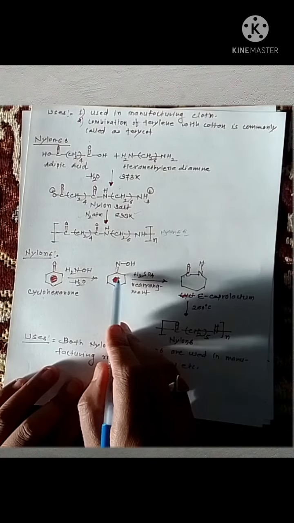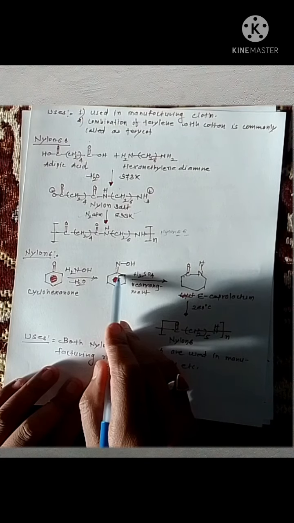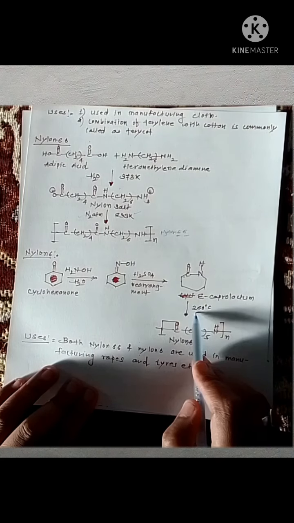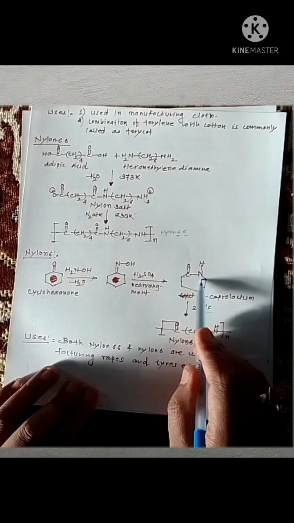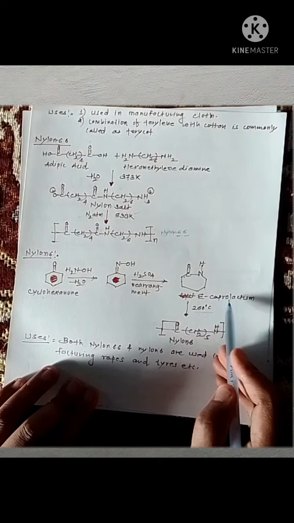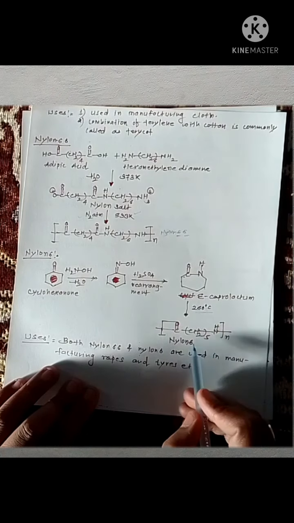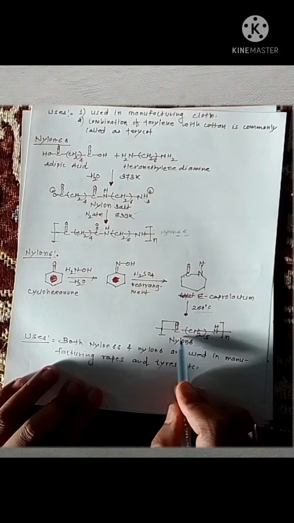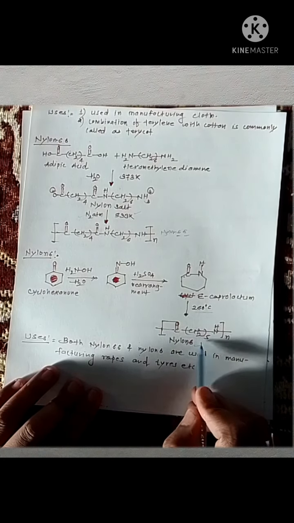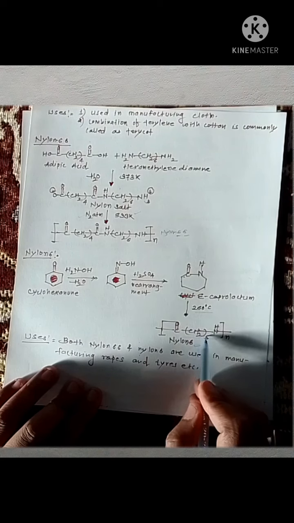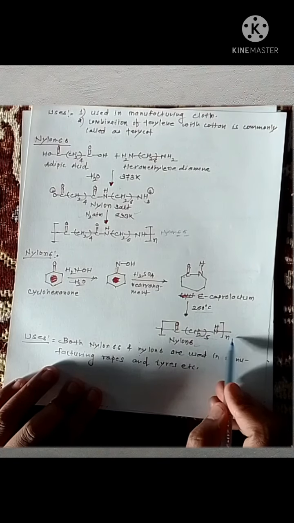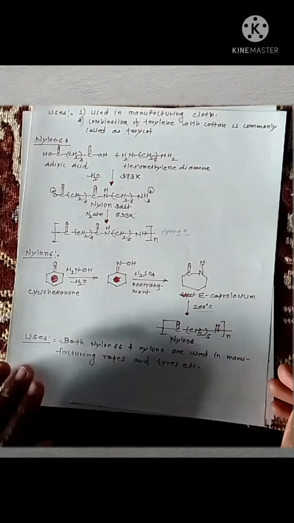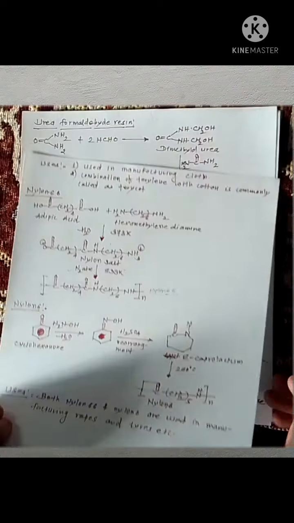Notice that this is the 6-member compound and this is the 7-member compound. At 260 degrees centigrade, the ring structure of epsilon caprolactam opens up and we get nylon 6. So just see here, this is the repeating unit in nylon 6, that is C double bond O, CH2 by 5 NH. Both nylon 66 and nylon 6 are used in manufacturing of rope and tires, etc.